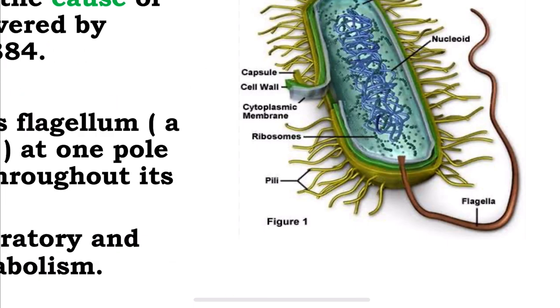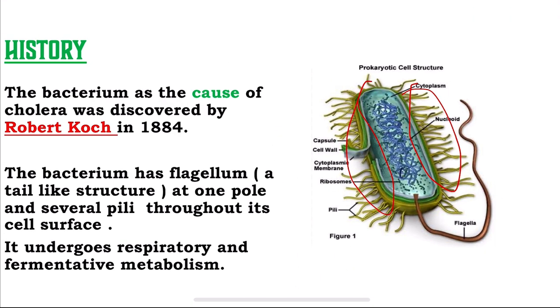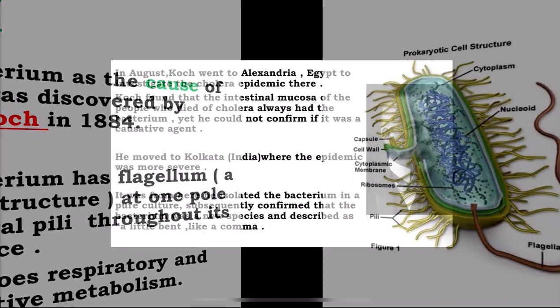You can see the several pili which are seen throughout the cell surfaces here. Okay. And then it undergoes respiratory and fermentative metabolism with the help of these pili. Is it clear? This bacteria undergoes respiratory and fermentative metabolism.